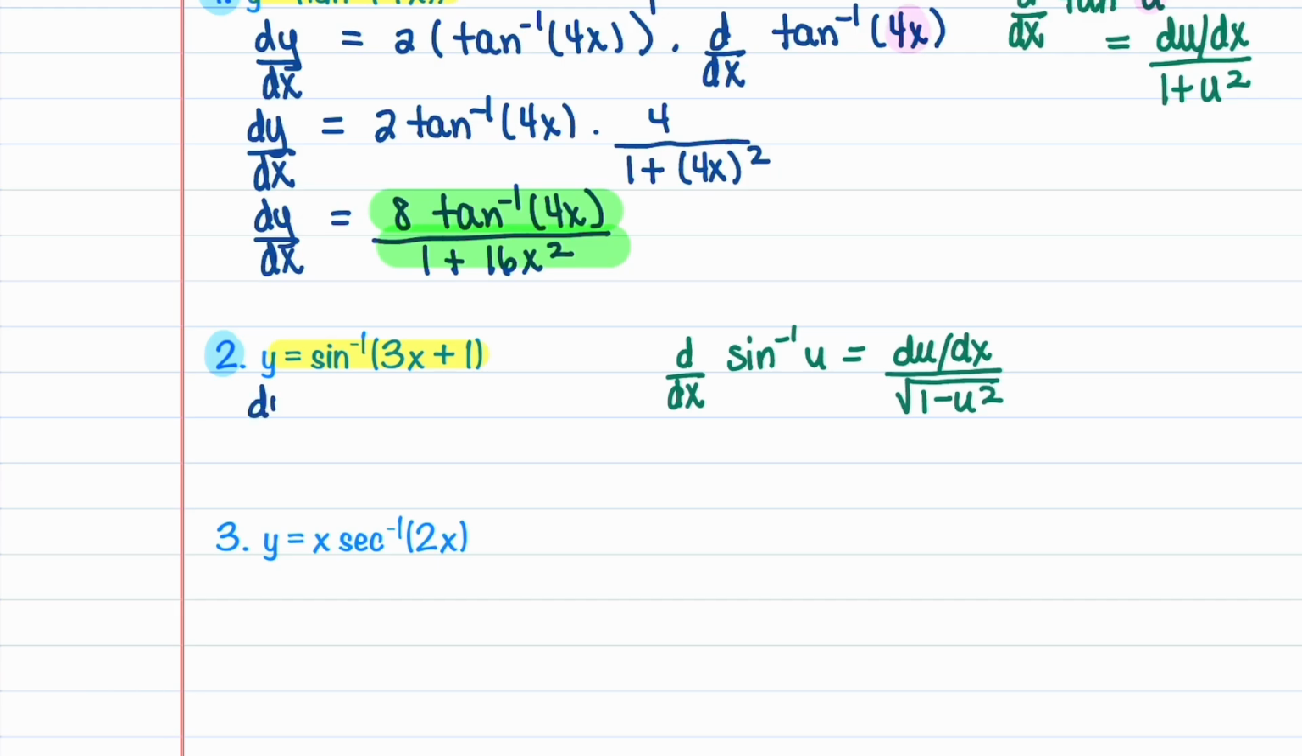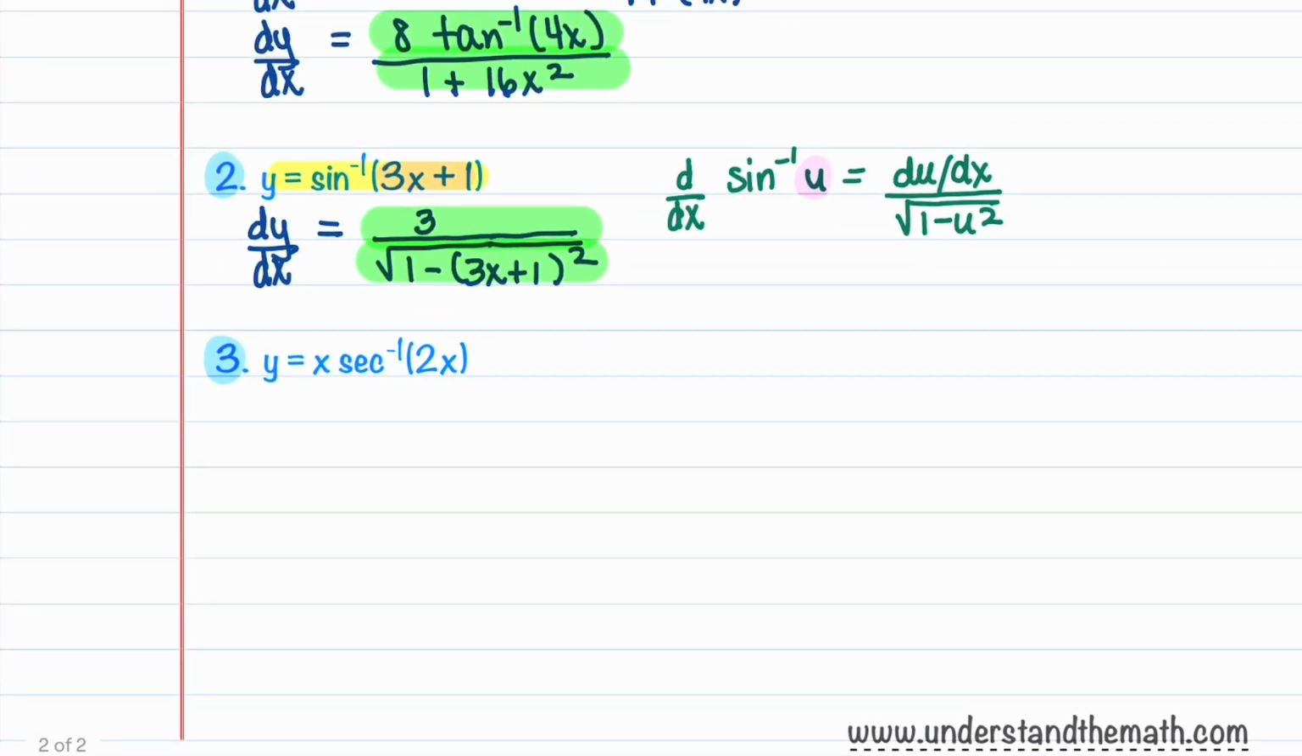So our derivative is dy/dx is equal to the derivative of u. This is u, 3x plus 1, so the derivative of 3x plus 1 is just 3. That goes on the top. And then in the denominator, we have the square root of 1 minus (3x plus 1) squared. We could multiply out our denominator, but it's standard to just leave it in that form. And we'll highlight this because that is our final answer. Let's now look at our third example.